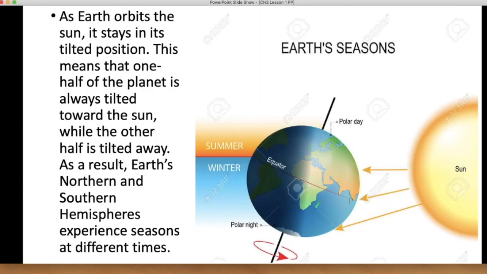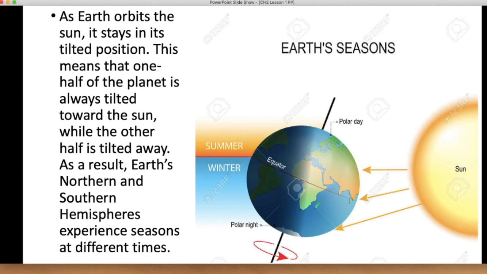As Earth orbits the sun, it stays in its tilted position. Okay, if you've ever looked at a globe, usually they're tilted on that little rod that holds them, right? The reason for that is because the Earth is tilted as it sits and rotates around the sun. It orbits the sun and stays in this tilted position. This means that one half of the planet is always tilted toward the sun, while the other half is tilted away. The result is Earth has a northern and southern hemisphere that experience seasons at different times.